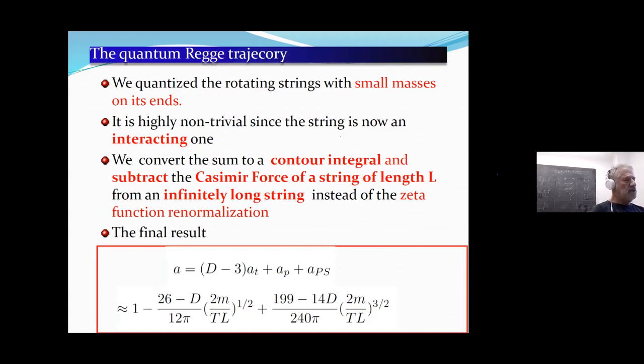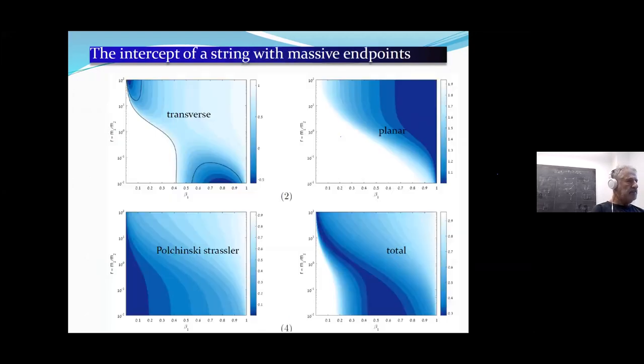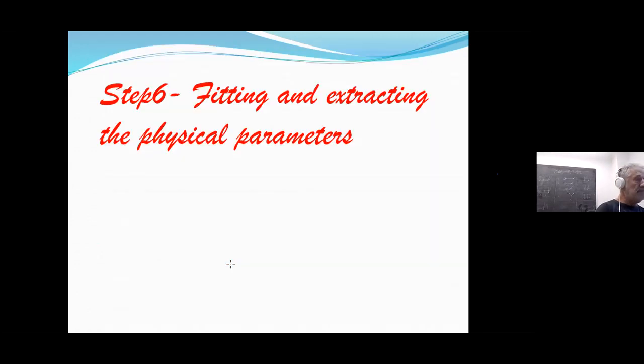Here I didn't put the charges, only masses at the endpoints. And this is the description of the intercept: the contribution of the transverse mode, the planar, Polchinski-Strominger, and the total. For the planar, there is something which is very interesting. This black line here is the border between values which are positive and negative. Getting a negative intercept is very crucial, as I will argue in a moment, but we can get it from the transverse, not from these other contributions.